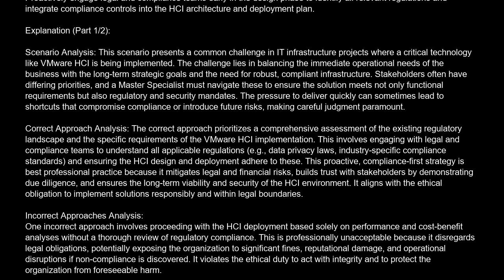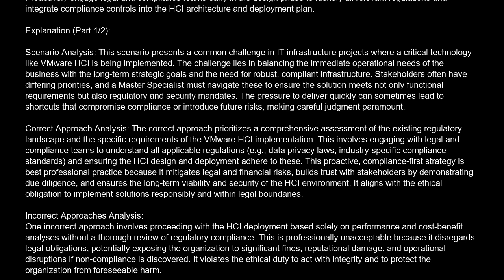Explanation. Scenario analysis. This scenario presents a common challenge in IT infrastructure projects where a critical technology like VMware HCI is being implemented. The challenge lies in balancing the immediate operational needs of the business with the long-term strategic goals and the need for robust, compliant infrastructure. Stakeholders often have differing priorities, and a master specialist must navigate these to ensure the solution meets not only functional requirements, but also regulatory and security mandates.